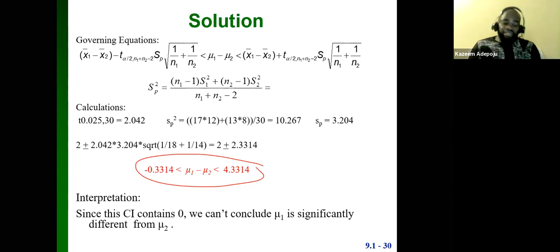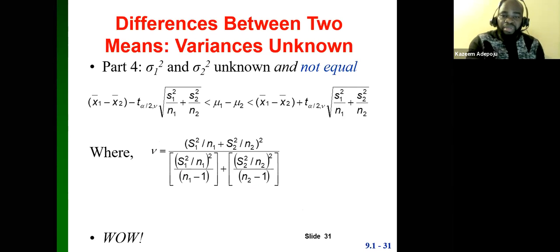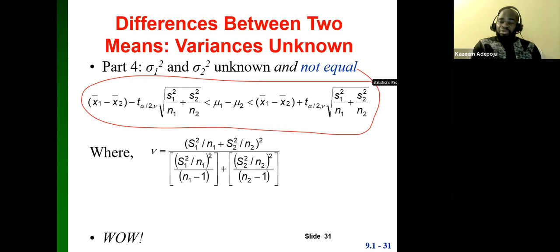So the moment you understand the question, you'll be able to know the appropriate formula you're going to use. Okay, so that is the third scenario. And then the fourth scenario is when the two population variances are unknown and they are not equal. Look at that. Now we have a different formula that we're going to use.